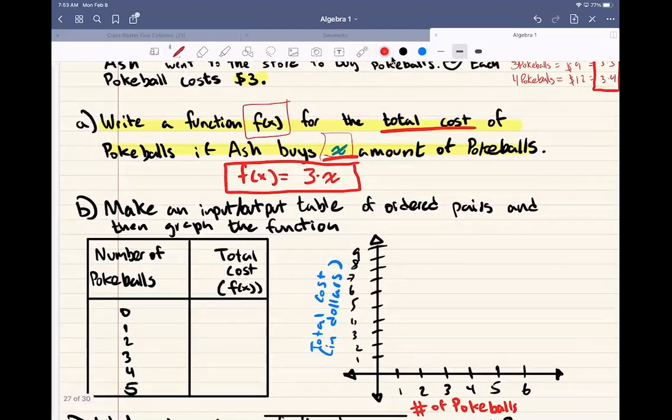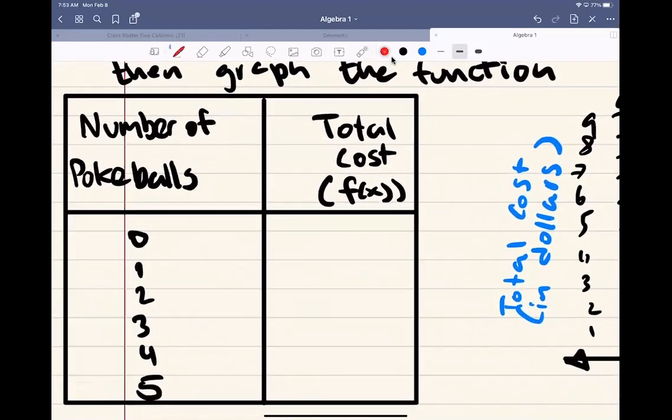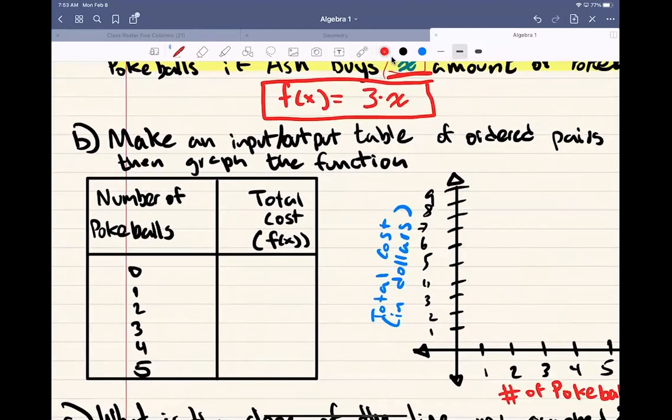then graph the function. All right, so here's our input-output pair, right? So what happens when we buy 0 Pokeballs, right? We can show that right here real quick. So it's going to be f of 0, which is the same thing as 3 times 0, or in other words, 0, right? So if you buy no Pokeballs, you don't have to pay anything, right? And then just separate those by line.